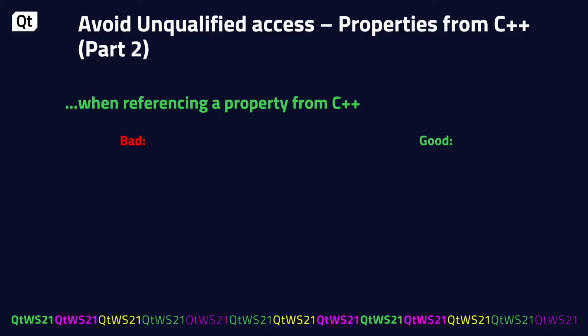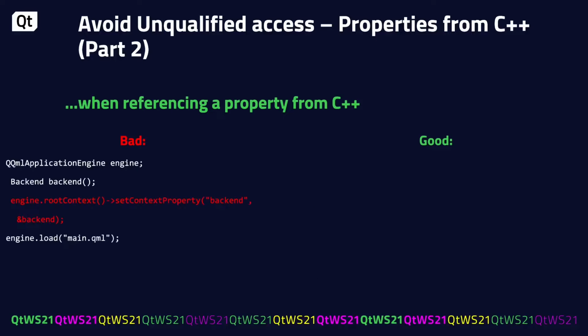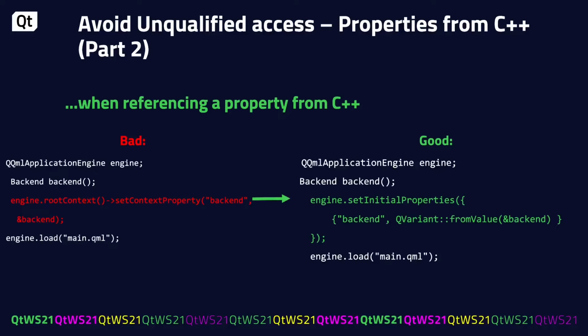Now this also requires a change on the C++ side. So previously you would have your application engine, your backend, and then you would load it. And to set the context property, you would use engine.rootContext and then set the context property there as thus. Now this is a bit different.